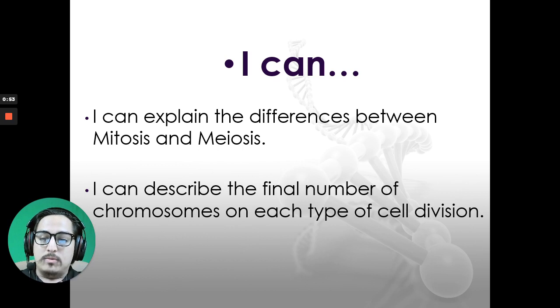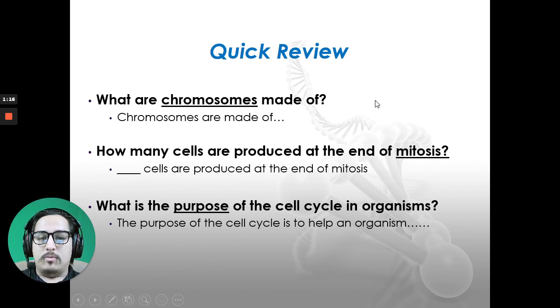And then number two, it says, I can describe the final number of chromosomes on each type of cell division. So basically, you're going to have to tell me how many chromosomes you find in mitosis and then how many you find in meiosis. Okay, and it's actually really easy. I'm going to give you like a formula and you just plug in the number and then you get it. So, quick review. What is a chromosome? Well, I'm going to give you a sentence stem here.